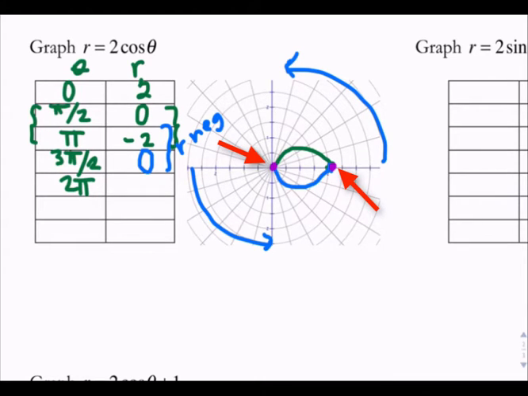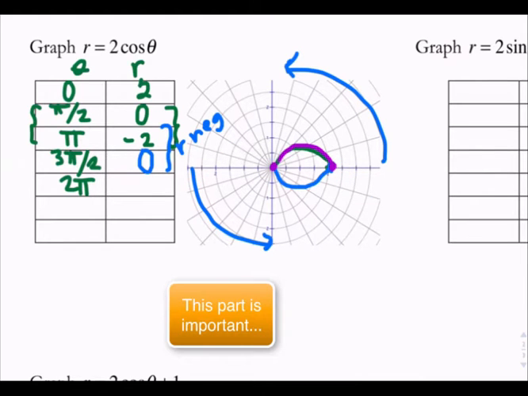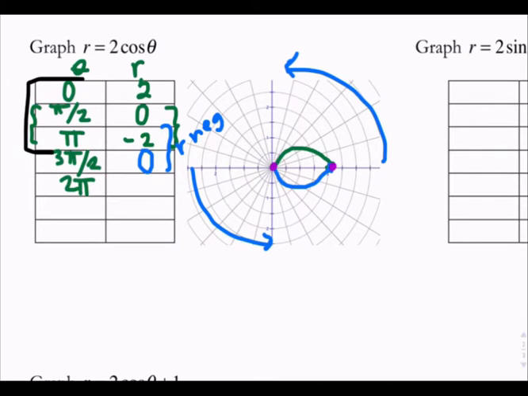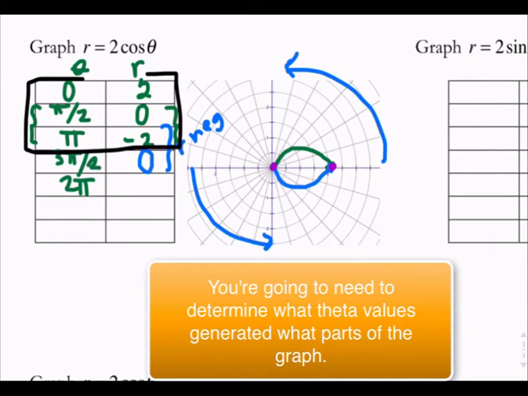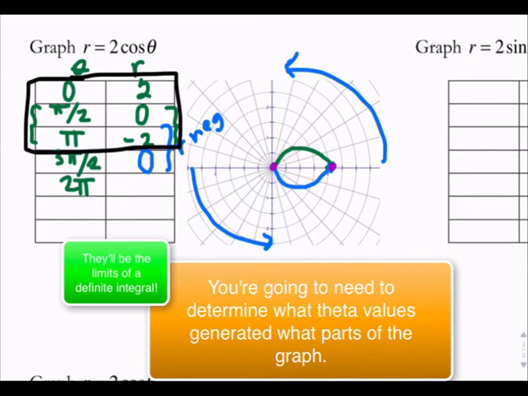Any point with a radius of 0 is at the pole. So when I connect these, I'm actually traveling over my original graph. You don't need to do that. So what you can do is you just stop here and you say, I only need to graph between theta equals 0 and theta equals pi, and that generates my entire graph.